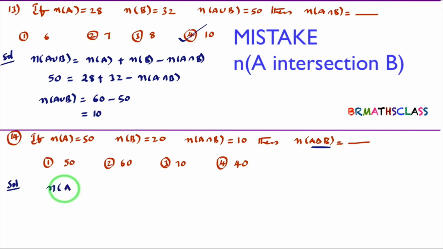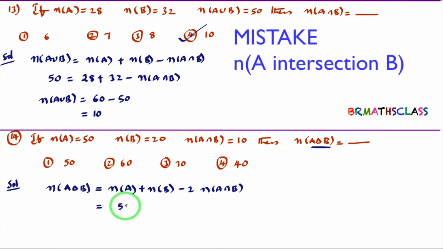In the synopsis, I explained this very clearly. The formula of n of A delta B, I did the proof in the synopsis. Please check the synopsis once. What is the n of A delta B formula? n of A delta B is n of A plus n of B minus 2 into n of A intersection B. This is the formula we learned in the synopsis. I did the proof over there. Please check that synopsis.